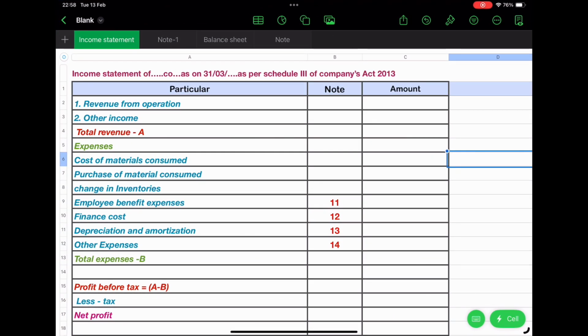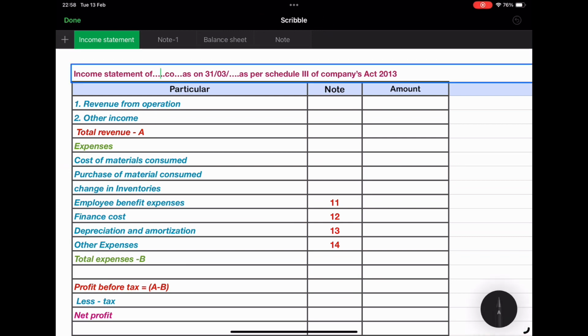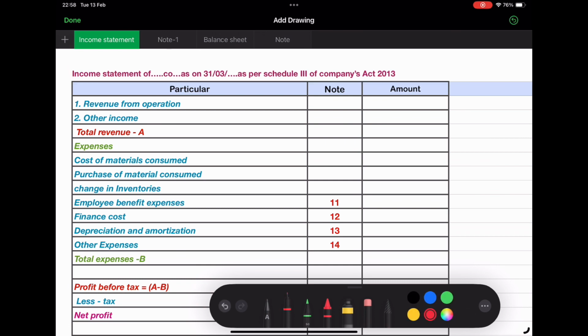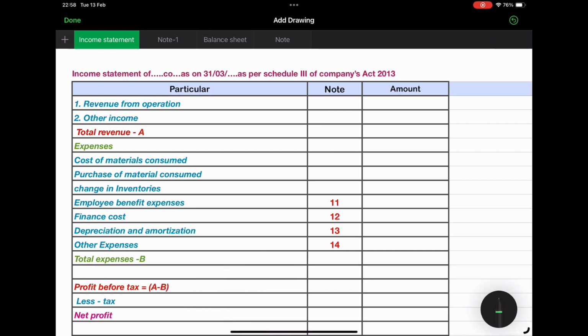Yes, this is the format. Income statement of Srinivas company. So here you have to write the answers, as on 31st March 2020, as per Schedule 3 of Companies Act 2013.